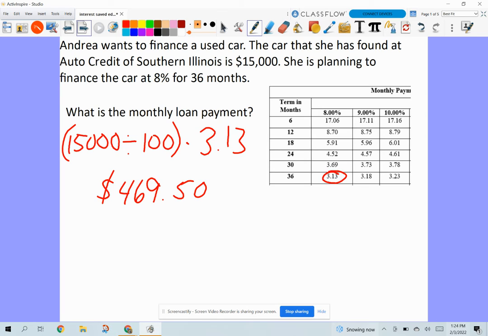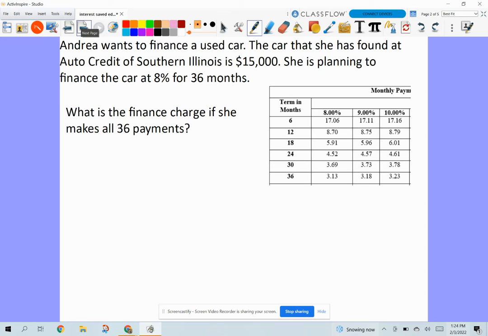Now, if Andrea makes all 36 payments at $469.50, she has paid a lump sum of money that will be more than the $15,000 that she borrowed. So the difference between what she paid back and what she borrowed is the finance charge. So I'm going to take 36 payments of $469.50, whatever number that is, and subtract the original $15,000 that she borrowed.